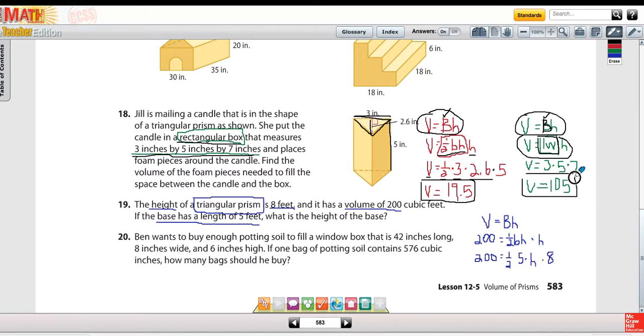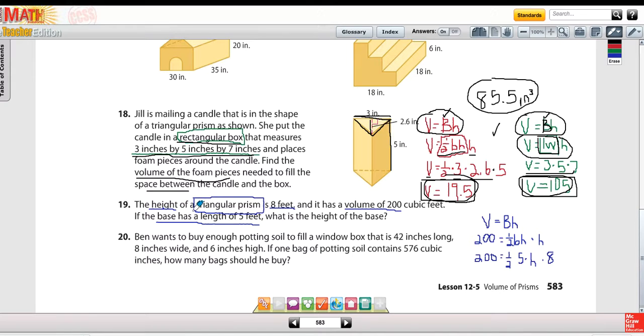which works out to be 105. And since it says it wants to know the volume of the foam pieces needed to fill the space in between the candle, we're going to take that total, 105, minus 19.5, which is the candle, and we should get our final answer of 85.5, and it is measured in cubic inches. So they're going to need 85.5 cubic inches of foam to surround that candle in that box to keep it safe during mailing. Okay, make sure you get all of that on your note sheet for problem number 18.